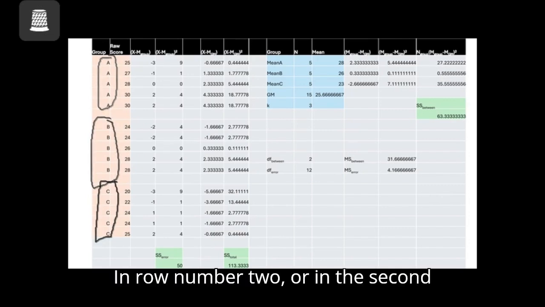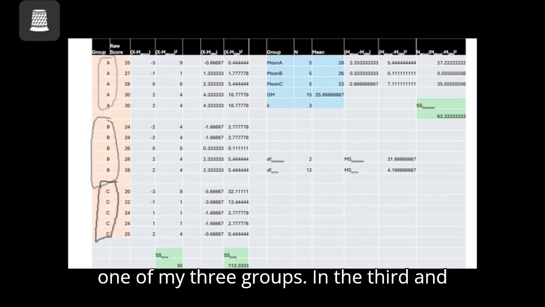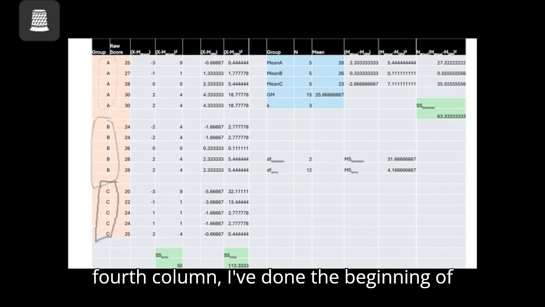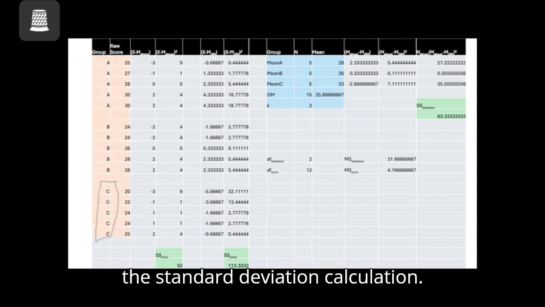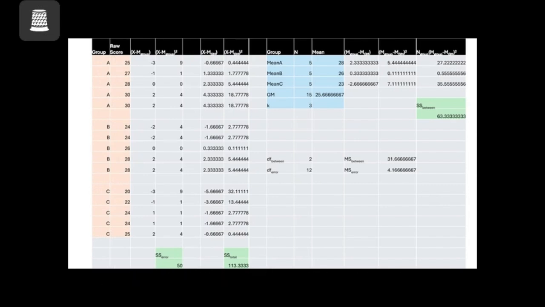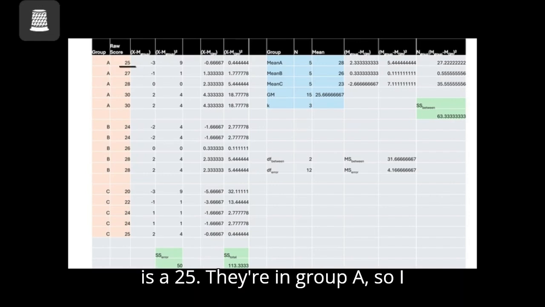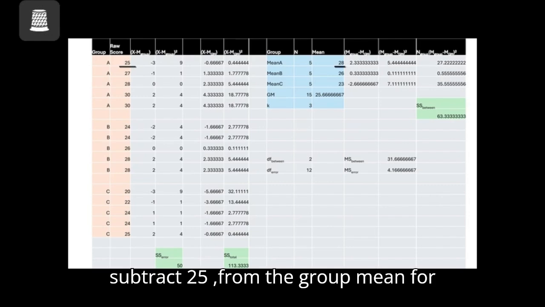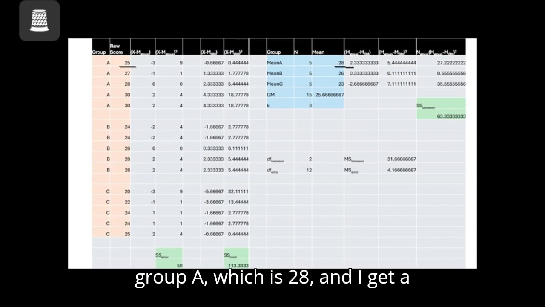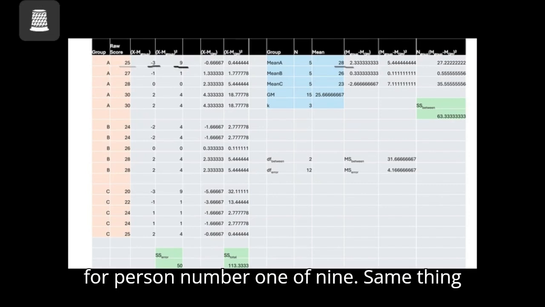In row number 2, or in the second column, I have the raw scores from everyone in my 3 groups. In the third and fourth column, I've done the beginning of the standard deviation calculation. I calculated each score's deviation from its group mean and then squared those deviations. So my first score here is a 25. They're in group A, so I subtract 25 from the group mean for group A, which is 28, and I get a deviation score of negative 3. I square that to get my squared deviation for person number 1 of 9.